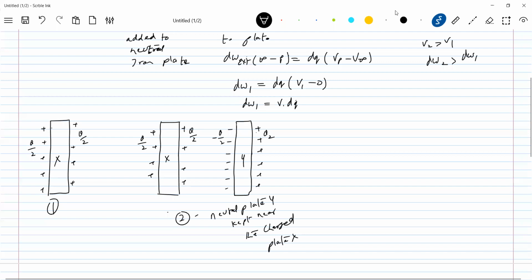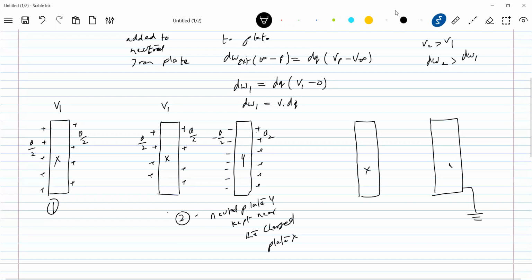Anything happened to potential? Earlier, what was the potential? It was V1. Now also the potential will be the same. Didn't change anything. Now in the second situation, the plate Y will be earthed. I'm going to earth it. You can earth any surface. So if I earth it, tell me what will happen.